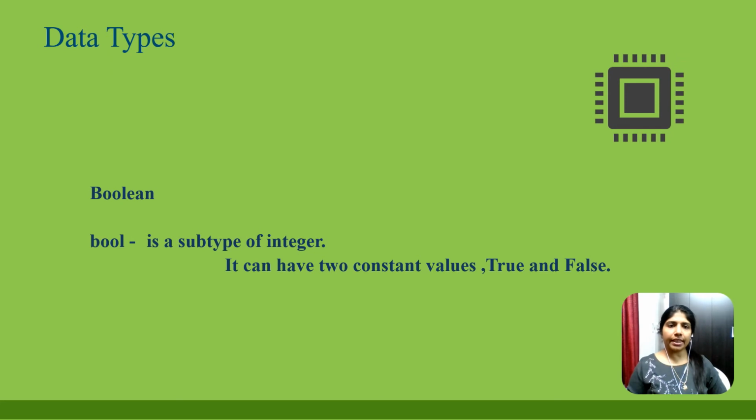Now the next data type is Boolean data type. Boolean is a subtype of integer, and Boolean data type has only two values, true and false.